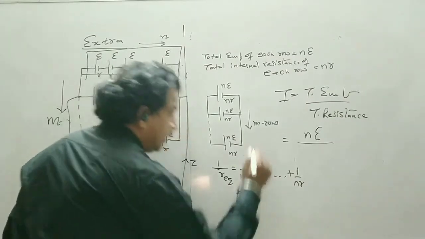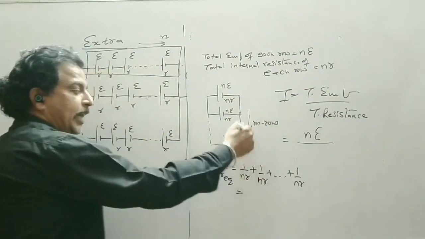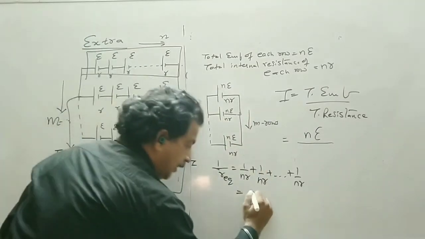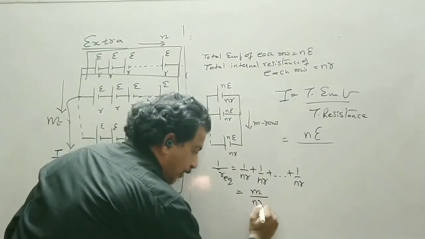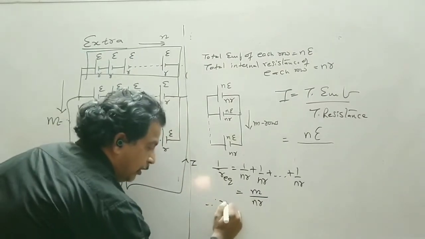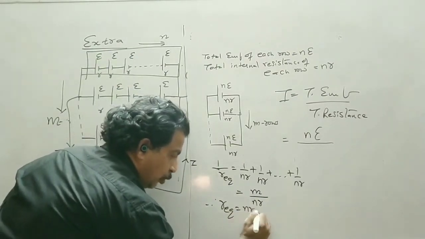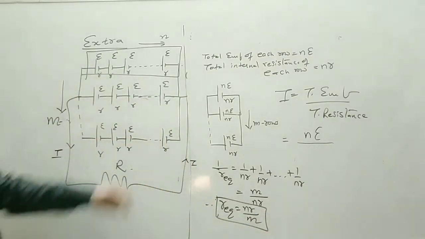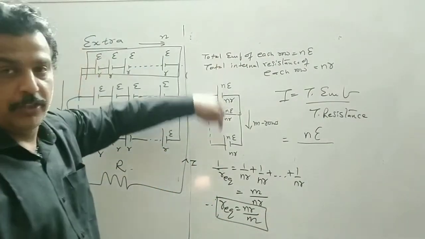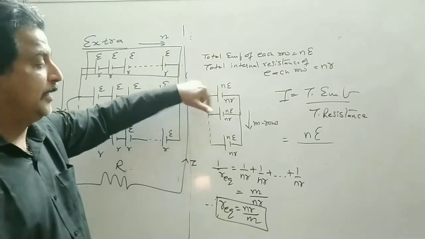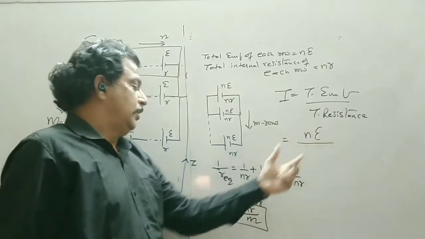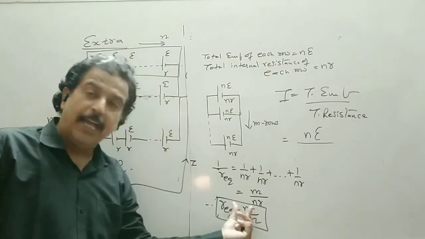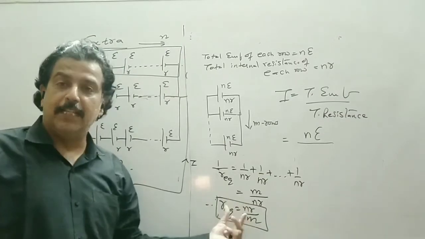Therefore, this is equal to, how many rows are there? We have m rows. If we have 3 rows, then it is 3 by nr. So here it can be written as m upon nr. And therefore, R equivalent is equal to nr upon m. This is the R equivalent. So in parallel combination of cells, the EMF remains the same, but the internal resistance becomes nr by m, where m is the number of rows and n is the number of cells in each row.